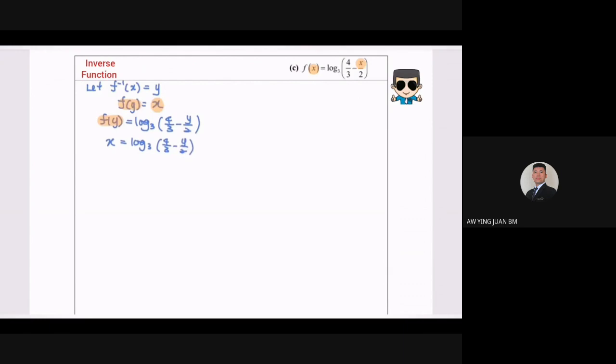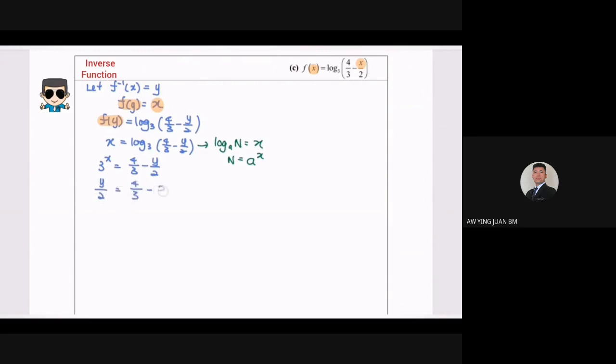Then I'm going to express the situation so that y becomes the subject. As we all know, this is what we call a log form: log base a of n is equal to x. So now I'm going to convert to index form, where we have n is equal to a to the power of x. So in this case, we will have 3 to the power of x is equal to 4/3 minus y/2. Rearrange the situation and we will have y over 2 equals 4 over 3 minus 3 to the power of x. Then I'm going to multiply both sides by 2, so we will have y is equal to 8 over 3 minus 2 bracket 3 to the power of x.